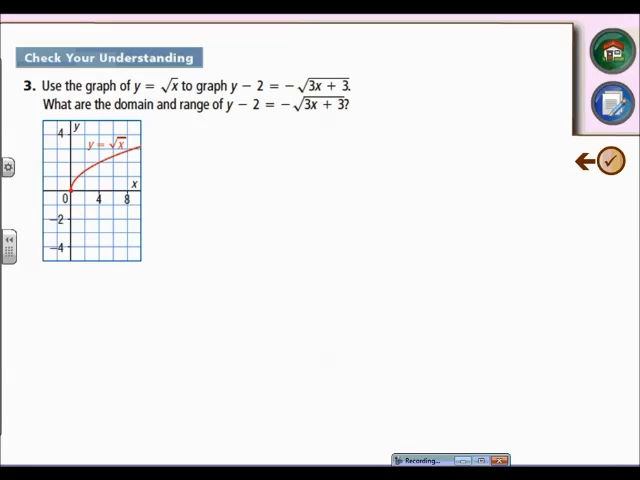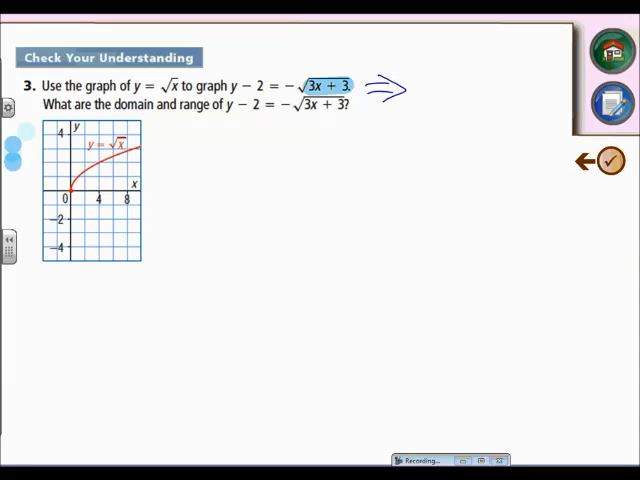Y equals the square root of x. Graph that. And then what's the domain and range? Ooh, they're being tricky here. Look carefully. What do we notice? It's not double bracketed. Okay, so we got to double bracket that.